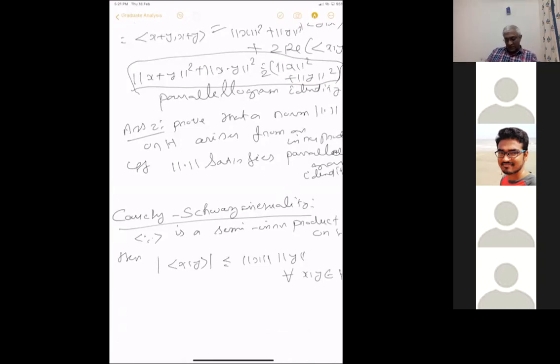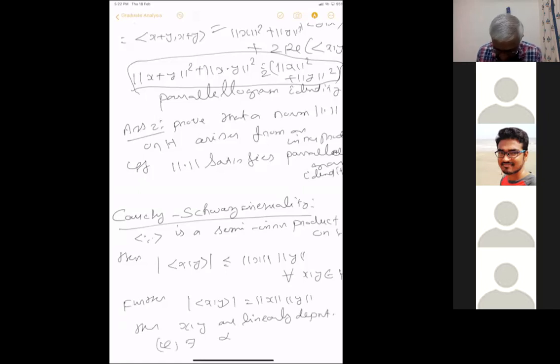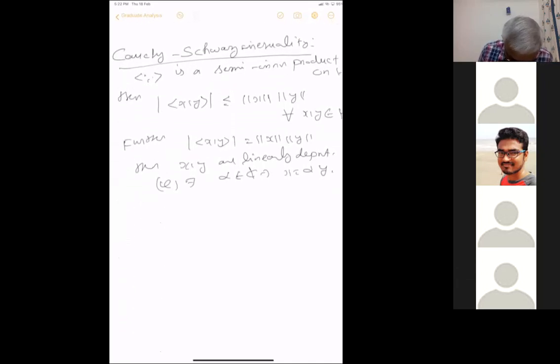Okay, so this is the Cauchy-Schwarz inequality, and there is a converse of it, the other way. Further, if the equality occurs, then x and y are linearly dependent. That is, there exists an alpha in C such that x equals alpha times y. Okay. Proof.